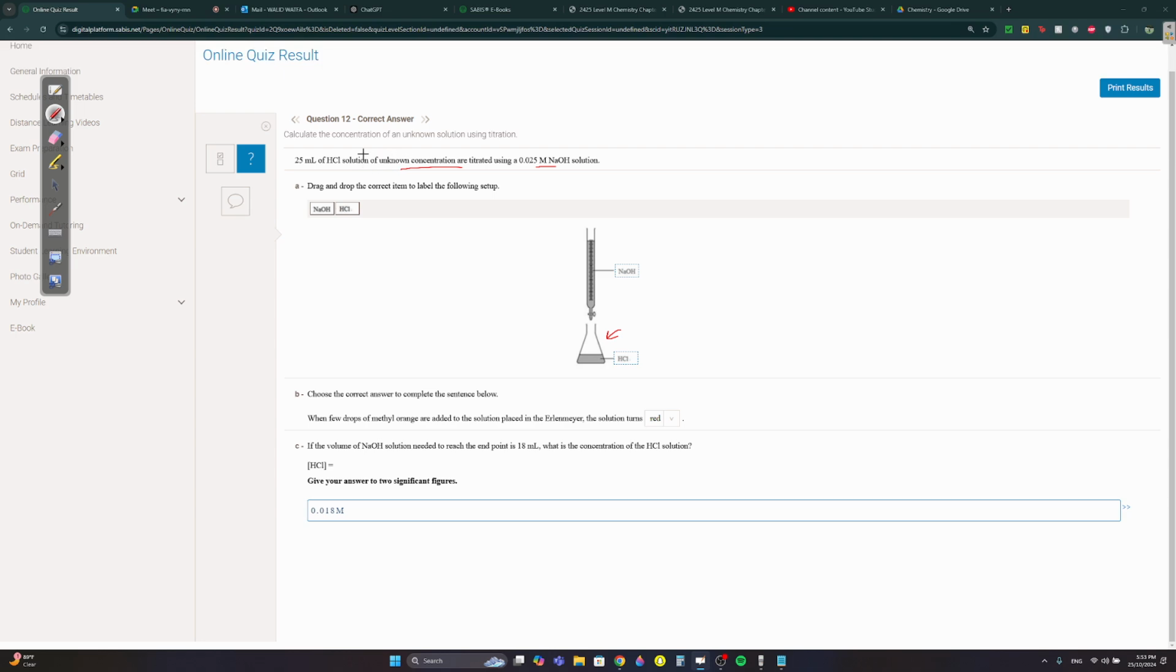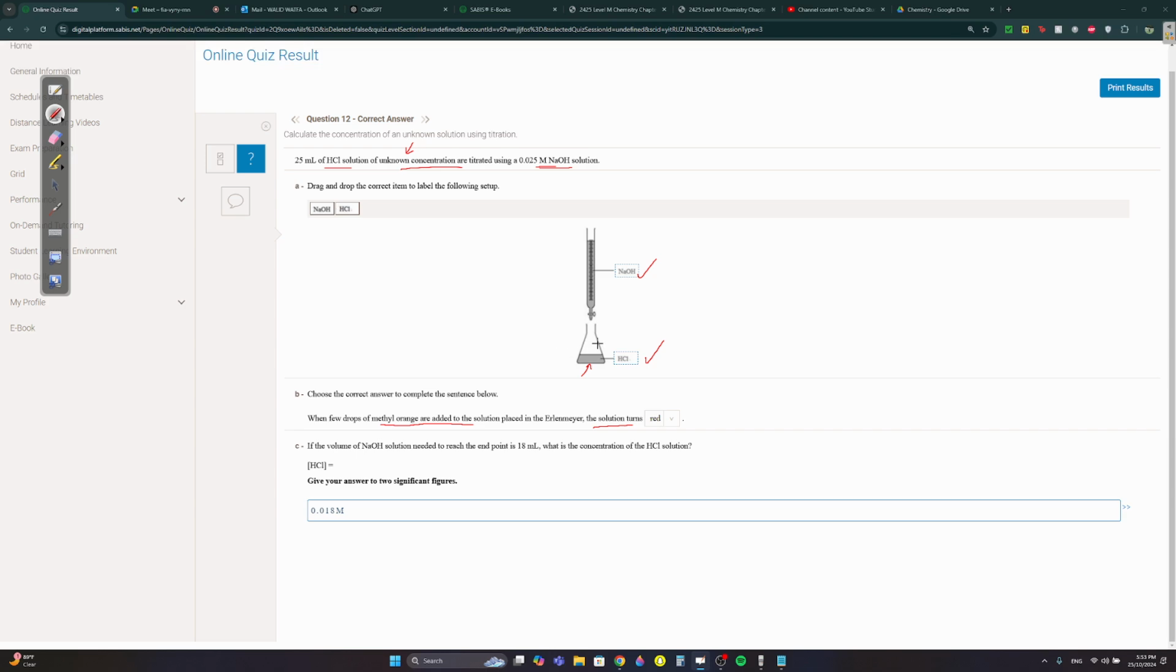The thing you want to find its concentration is always in your conical flask. Okay, that's how it works. Obviously it's titrated using a 0.025 molar NaOH solution, so the NaOH is going to be here. You want to find the concentration of HCl, so you put it in the conical flask. Just know like that. Okay, so you have it like this: NaOH here, HCl here. They said when a few drops of methyl orange are added to the solution placed in the Erlenmeyer flask here, what is the solution going to turn into?